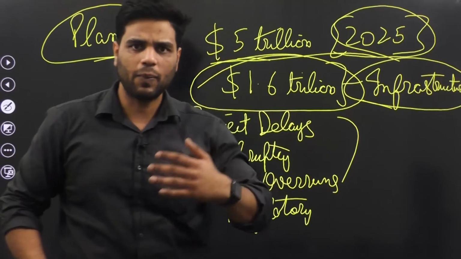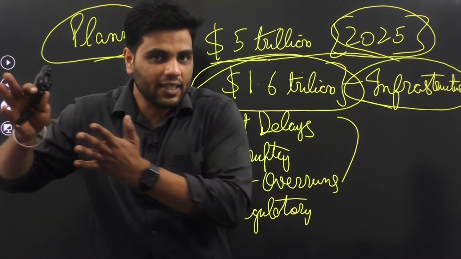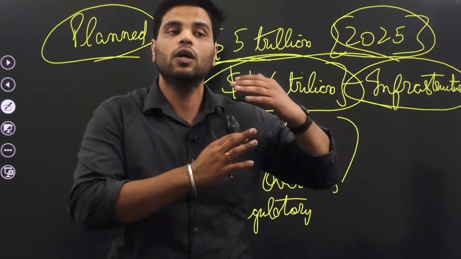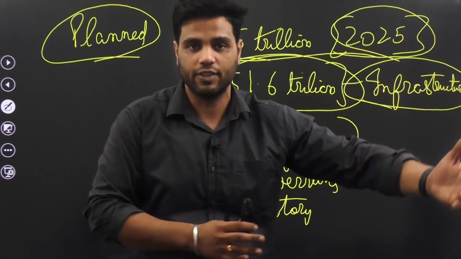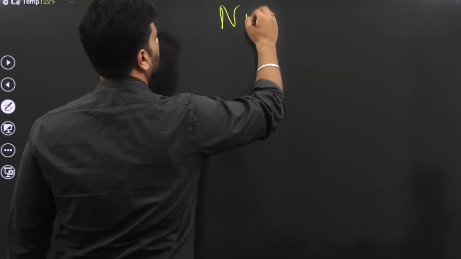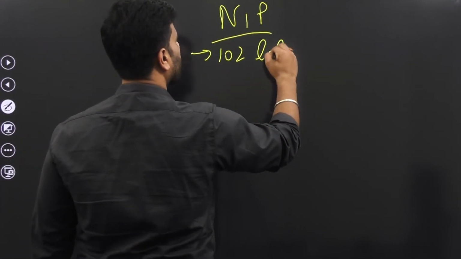So we are planning long-term, or at least you can call it medium-term, and this planned approach towards implementation of infrastructure projects would actually give us a lot of benefits, right? Now, let's talk in brief about National Infrastructure Pipeline. So it's a 102 lakh crore project.